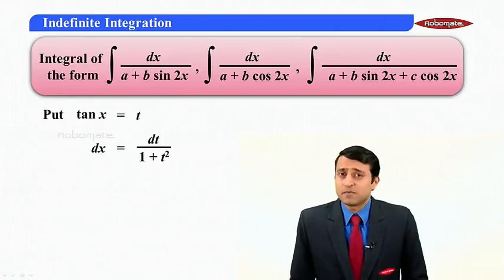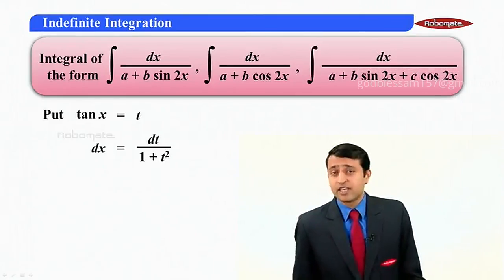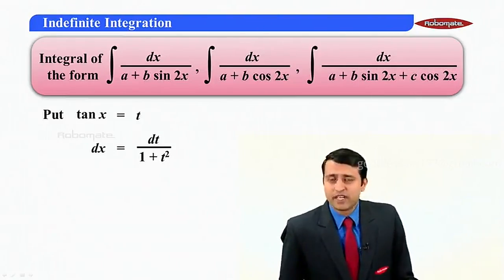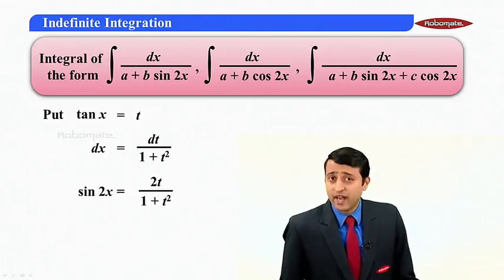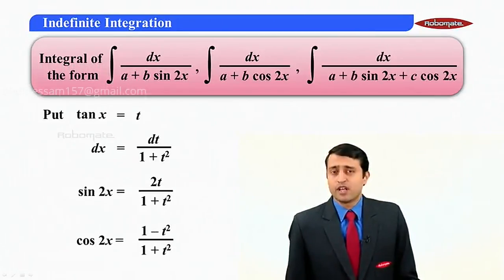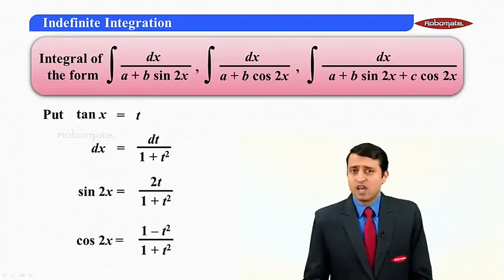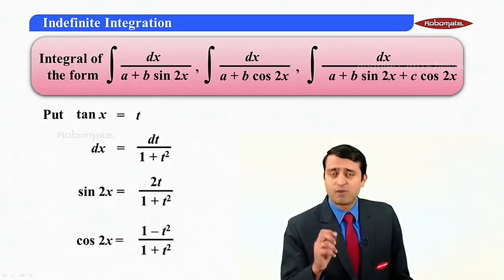My dear students, please make a note, the numerator does not have a 2 as compared to the earlier type. Now, in this case, sine 2x also has to be written in terms of t, and the value of sine 2x in terms of t is simple, 2t upon 1 plus t square, and that of cos 2x is 1 minus t square upon 1 plus t square. Now that we know all these values, how a general example can be converted or transformed, let's have a look at that.